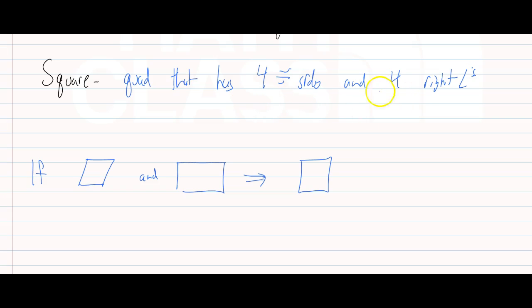Another way to prove it, which is virtually the same thing with just slightly different terminology, is if you can prove that you have a rhombus and also that you have a rectangle, that implies that the shape you're working with must in fact be a square. So you could use either one of those methods to establish that a quadrilateral is a square.